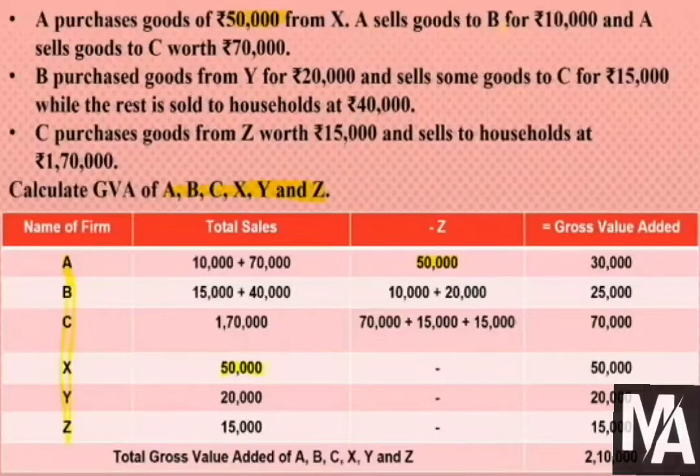A sells goods to B for rupees 10,000. So this is going to be the second part of information. A has sold 10,000 and it has been sold to B. So this is going to be the raw material of B.